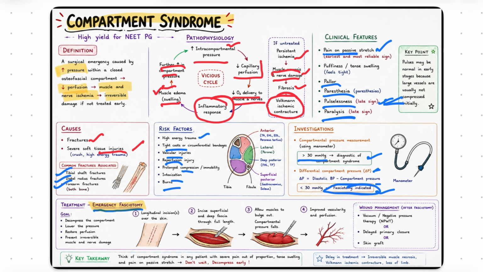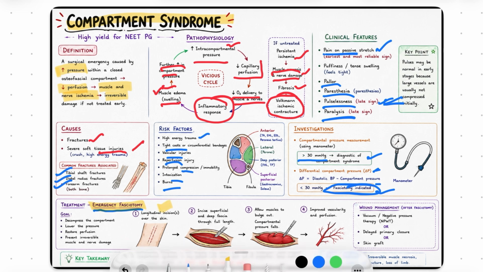So first, you give a longitudinal incision over the skin, and then you have to incise the superficial and deep fascia through the length and allow the muscles to bulge out. You have to allow them to bulge out so that the pressure falls. When the pressure falls, you have to make sure vascularity is improved and perfusion is restored.